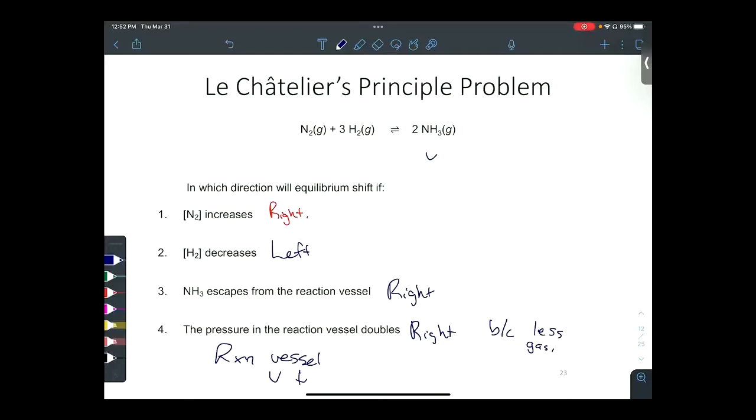Because if I decrease the volume of the reaction vessel, won't the pressure go up in that case? So we're just applying the idea of Boyle's law. If we squeeze all the gases so they're closer together, we'll increase the pressure also. And so applying Le Chatelier's principle, the reaction wants to relieve itself of that increase in pressure, so it will do that by moving to the side of the reaction with less gas particles. All right, how's that? Good? So lots of different ways to ask questions regarding Le Chatelier's principle.